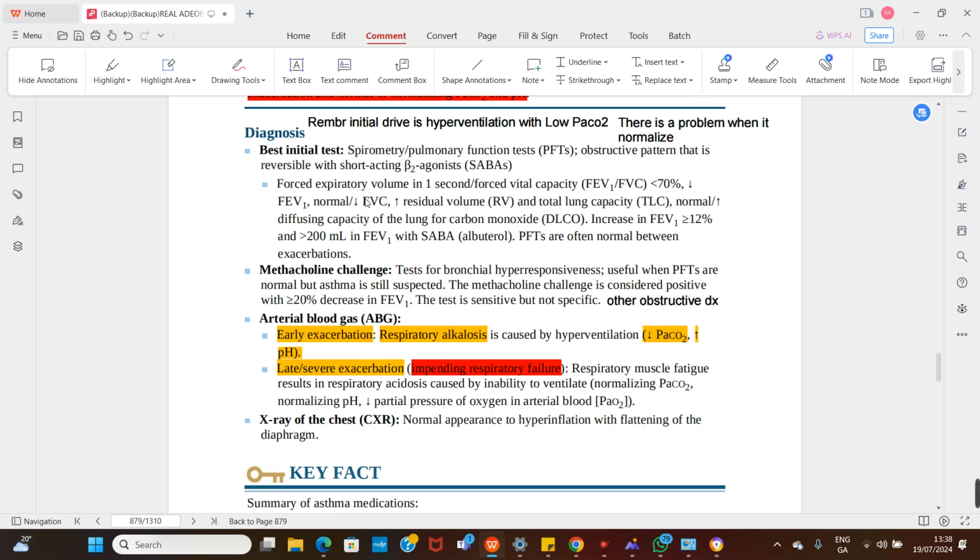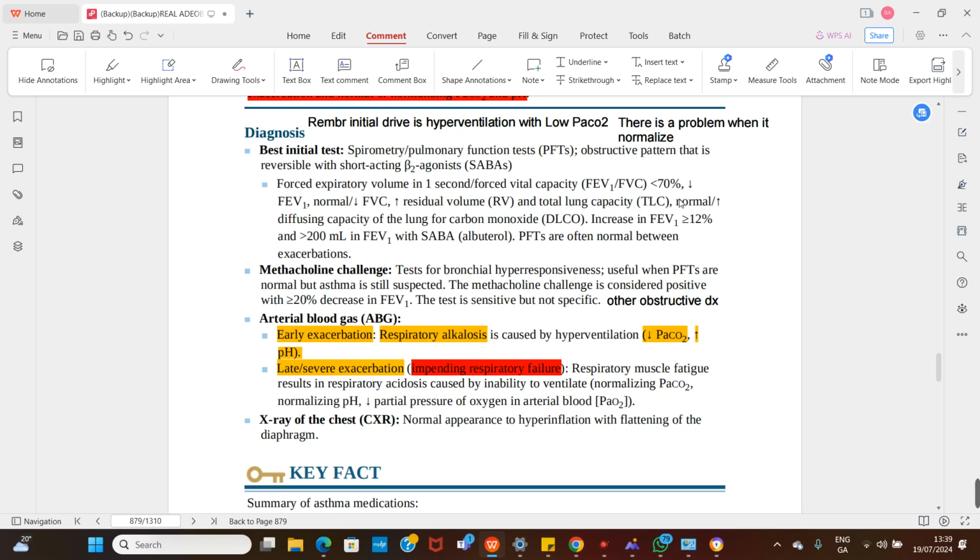Your FVC can be normal or decreased. We have said that the major one that decreases in asthma, in obstructive lung disease rather, is your FEV1. So don't forget, FEV1 decreases surely, but your FVC might be normal or decreased. Now, because of the air trapping, your residual volume increases and your total lung capacity increases.